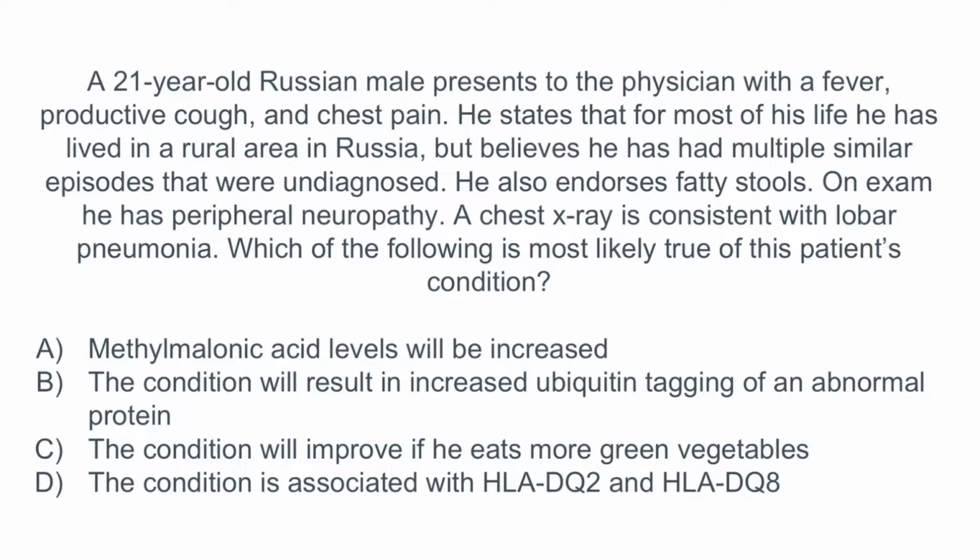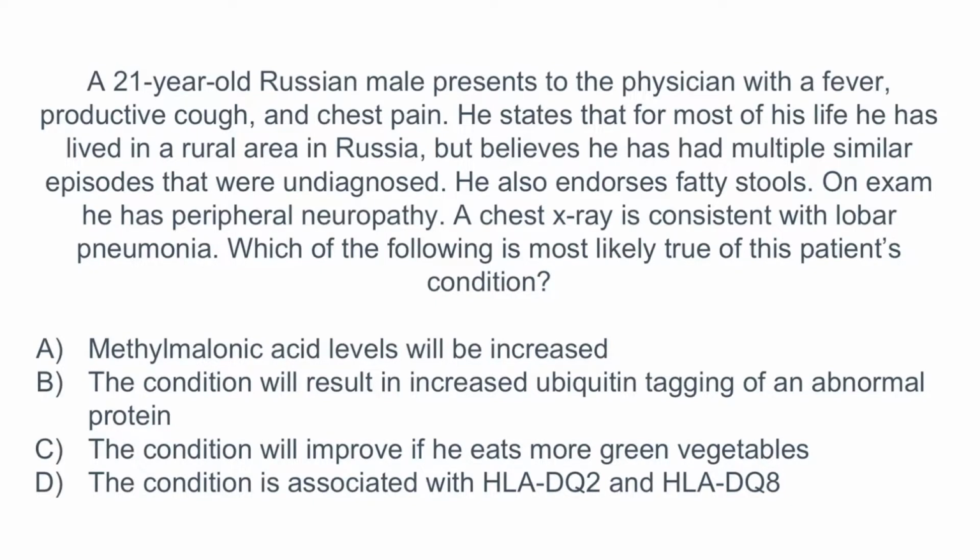A. Methylmalonic acid levels will be increased. B. The condition will result in increased ubiquitin tagging of an abnormal protein. C. The condition will improve if he eats more green vegetables. Or D. The condition is associated with HLA-DQ2 and HLA-DQ8.